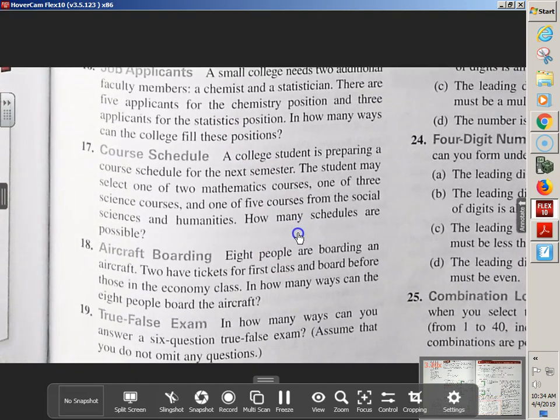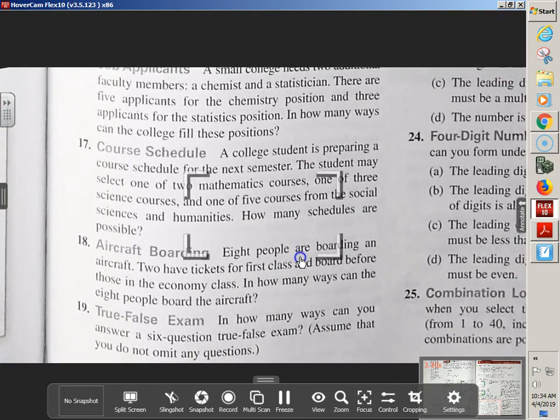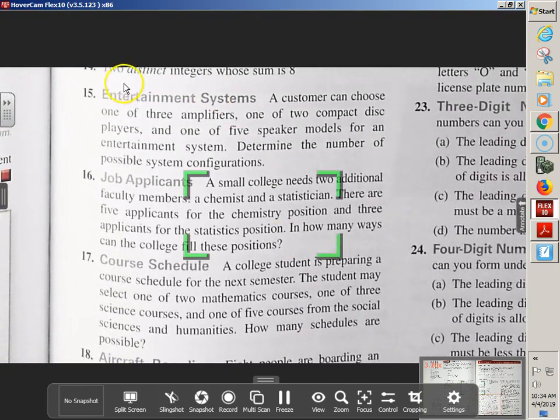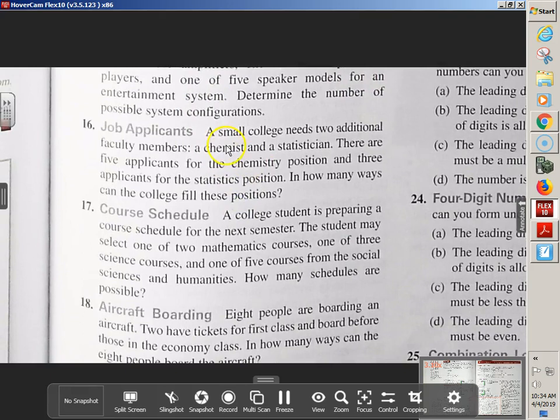But as you're reading through, you need to be thinking of when is order important and when is order not important. For instance, guys, is the order of how we're putting together the system, the order in which we choose the pieces, important? Or is it just important what's in there? Yeah, as far as buying from the store, it doesn't matter what order you choose them. It matters what you're going home with. So this one would be a combination. How about this one? If you're trying to fill 2 jobs, a chemist and a statistician, does it matter what order they choose them or just who's the chemist, who's the statistician? Once again, combination.